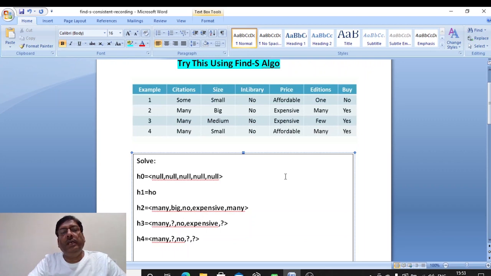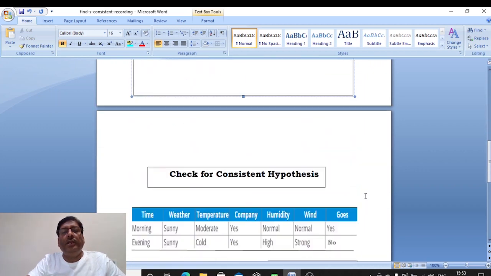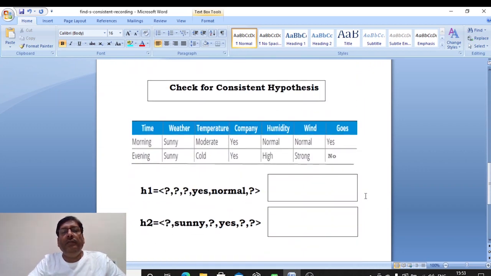Once again, I repeat, before you come to this stage, I want you to go through the previous video, for which the link is given in my description. Then we'll try to understand what exactly we mean by a consistent hypothesis. This concept is important for us in order to go to the next algorithm, the candidate elimination algorithm, wherein we need to check for the consistent hypothesis.